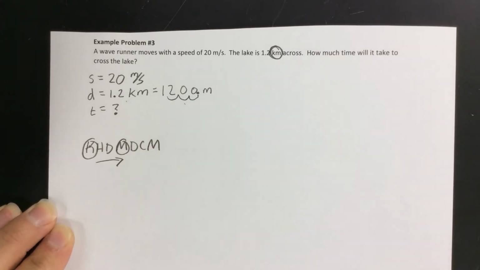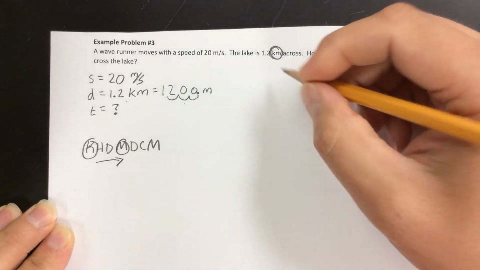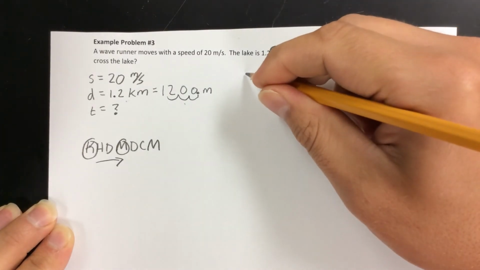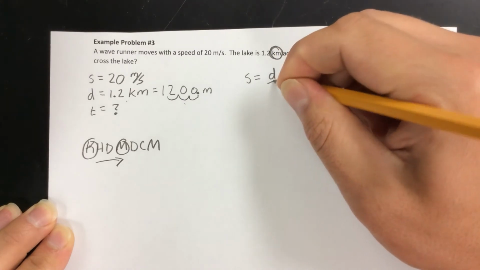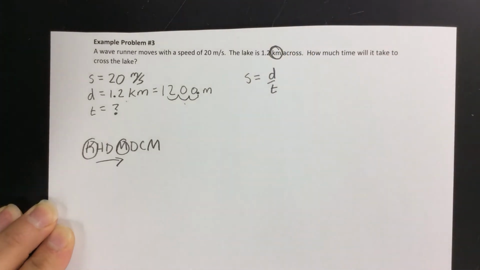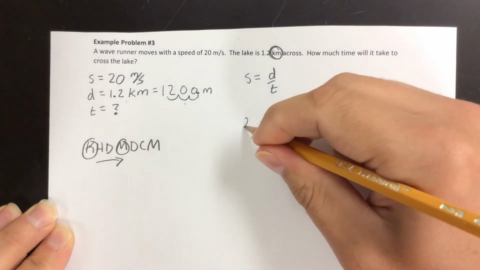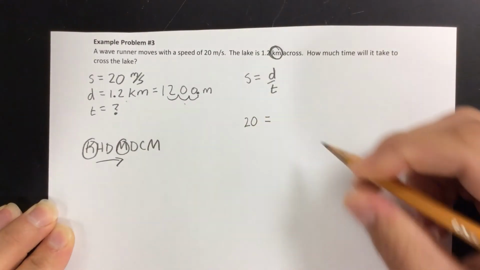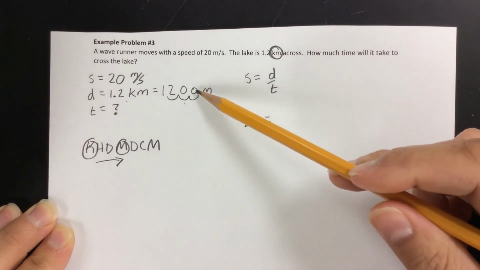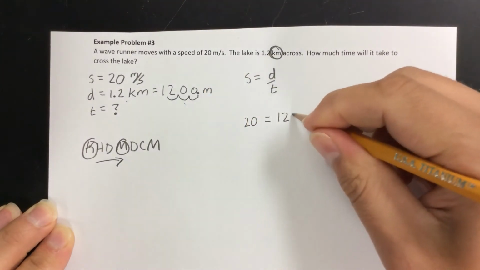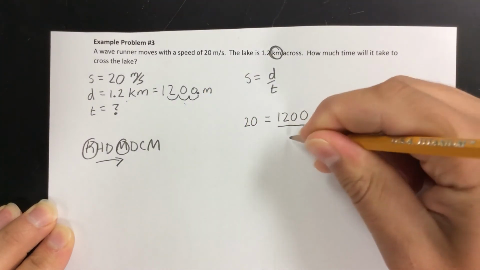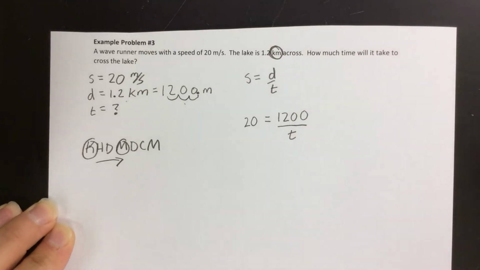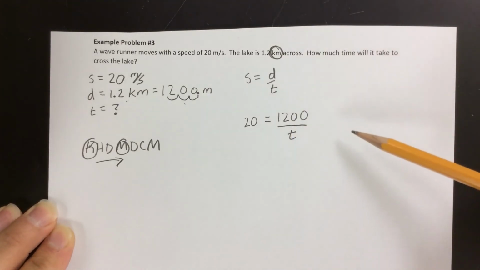So that's our list. Our second step is to write the formula. S equals D divided by T. Our third step is to plug in the numbers. Well, we know our speed is 20. Our distance, remember, we have to use the distance in meters. So we're going to use 1,200 divided by our time, which is T. So that's it with the numbers plugged in.